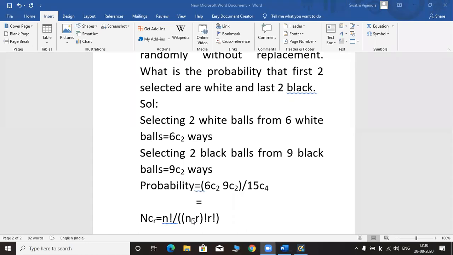Okay, according to this formula, you can solve for the answer and write it here. So now I am closing this. I will share the PDF file again.